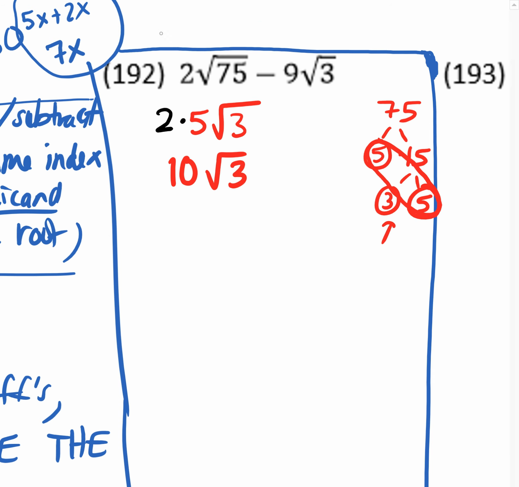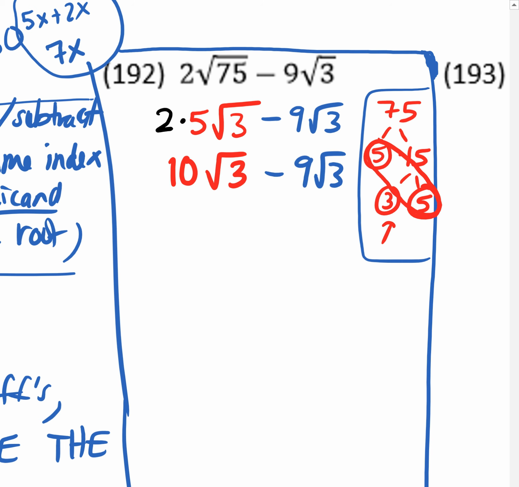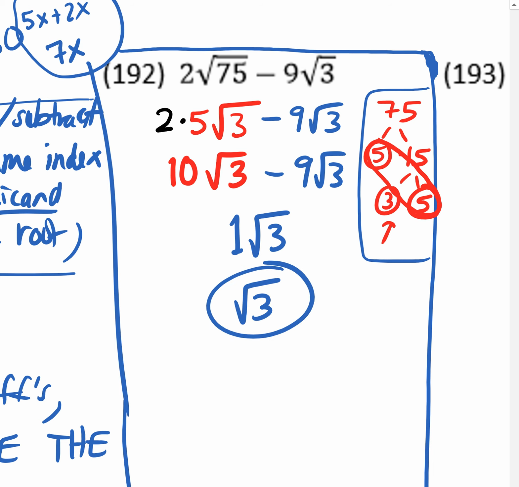And I would try to do the same thing with the second radical, 9 root 3, but the square root of 3, that can't be simplified. If you try to break 3 down like we did with 75, nothing's going to happen. But now they're like terms, so it's 10 root 3 minus 9 root 3. It's like 10 minus 9 is 1. So you could say it's 1 root 3, but 1 times anything is that thing, so you might as well just write root 3.